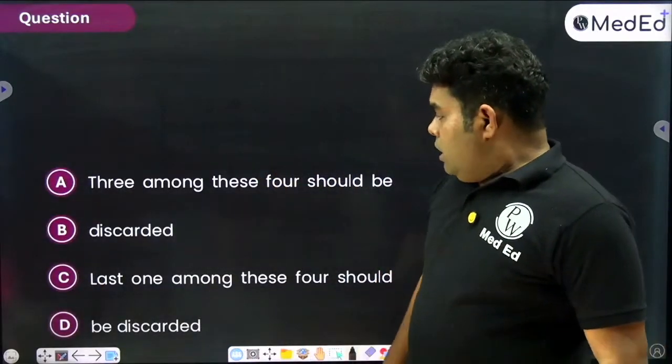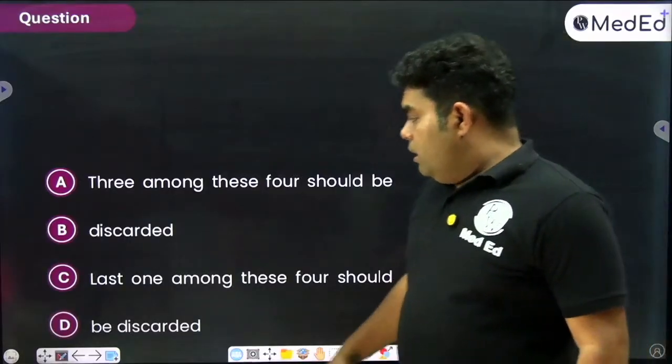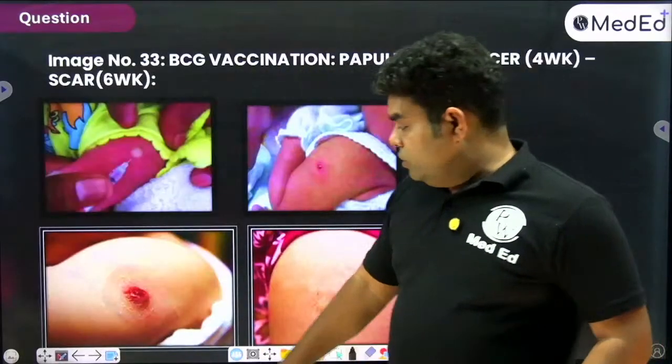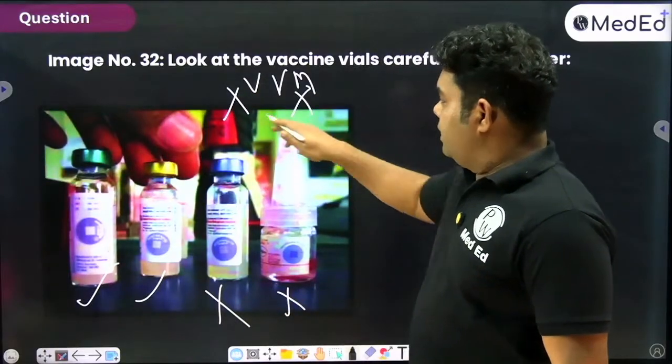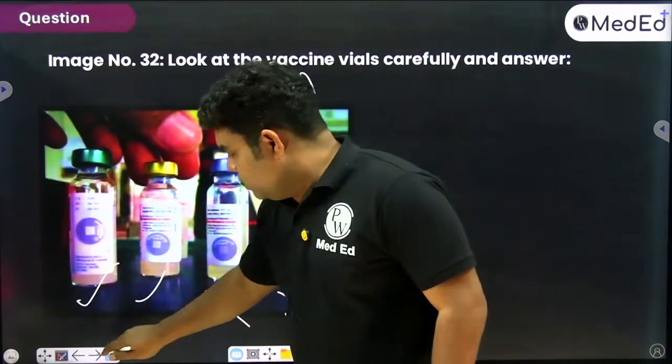So how many of them was discarded? Only the 2 last. These 2 last options are wrong. 2 last are rejected. These 2. We can use the first 2.